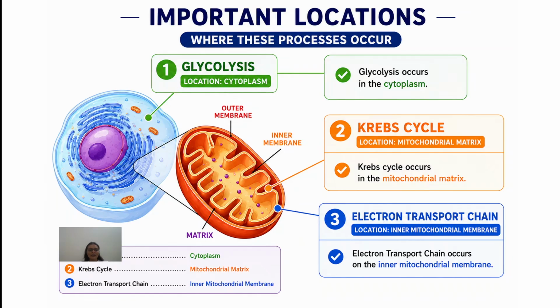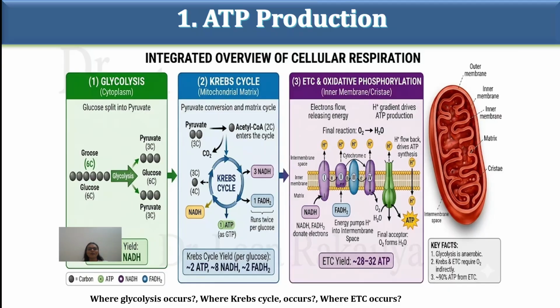It may be asked where glycolysis occurs, where the Krebs cycle runs, and at which site of the mitochondria the electron transport chain occurs, right? So this is a very important topic. We already know ATP production occurs through glycolysis, then the Krebs cycle, and ultimately the electron transport chain, through which we get about 28 to 32 ATP. So this is the whole role of the mitochondria in ATP production.